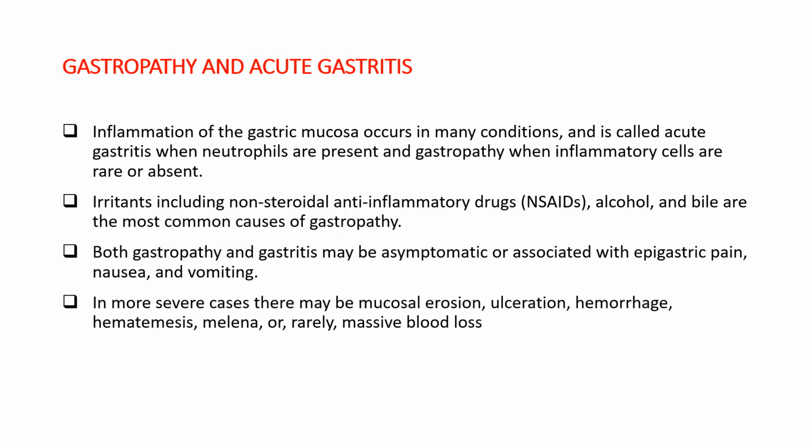Inflammation of the gastric mucosa occurs in many conditions and is called acute gastritis when neutrophils are present, and gastropathy when inflammatory cells are rare. Irritants such as NSAIDs, alcohol, and bile are the most common causes of gastropathy. Gastropathy and gastritis may be asymptomatic or associated with epigastric pain, nausea, and vomiting. In more severe cases, there may be mucosal erosion, ulceration, hemorrhage, hematemesis, melena, and rarely massive blood loss.